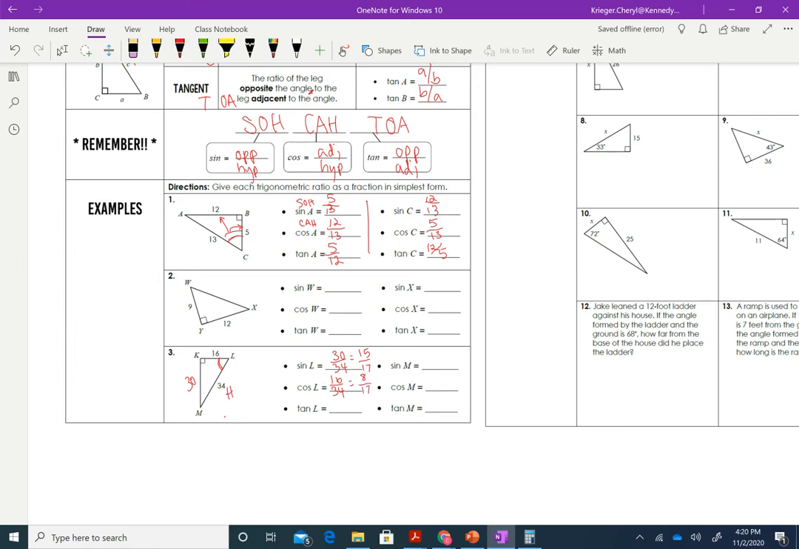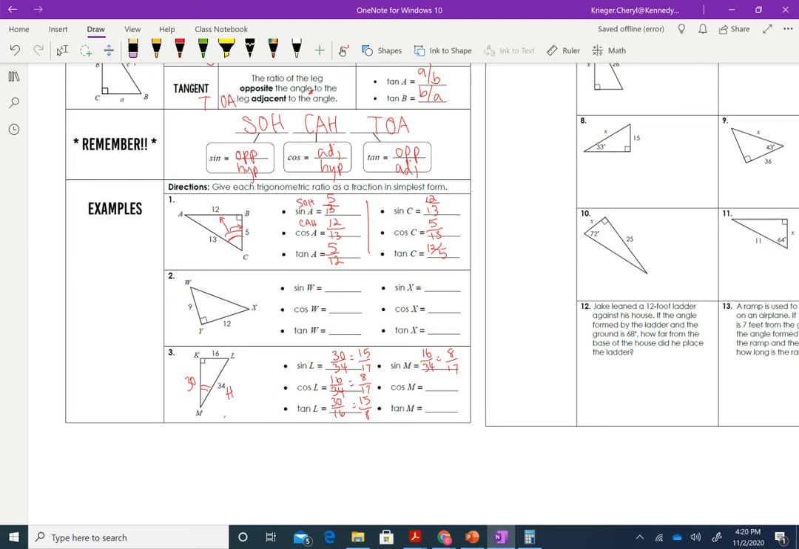And finally, tangent of L is opposite over adjacent. So 30/16 reduces to 15/8. All right, so same thing, but now from angle M. Here's angle M. Sine is opposite over hypotenuse, so 16/34, 8/17.